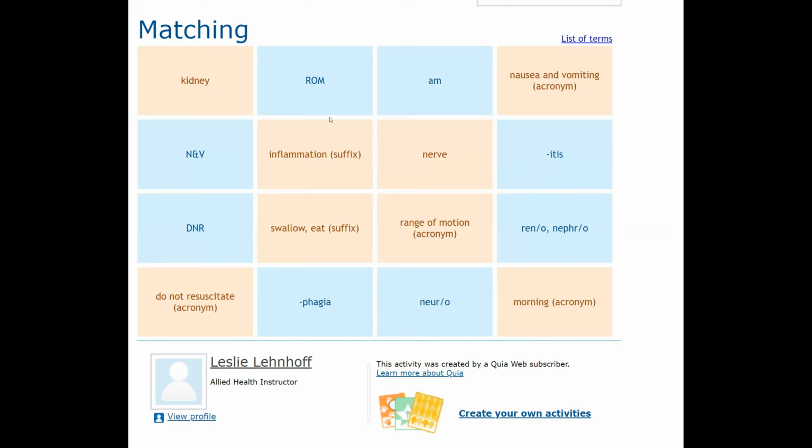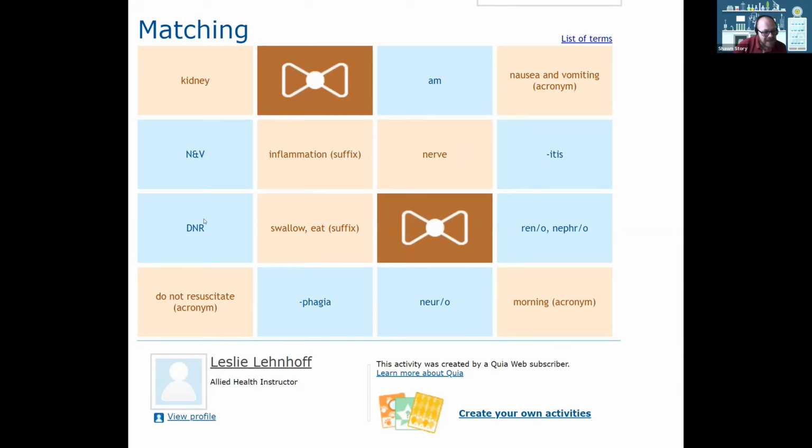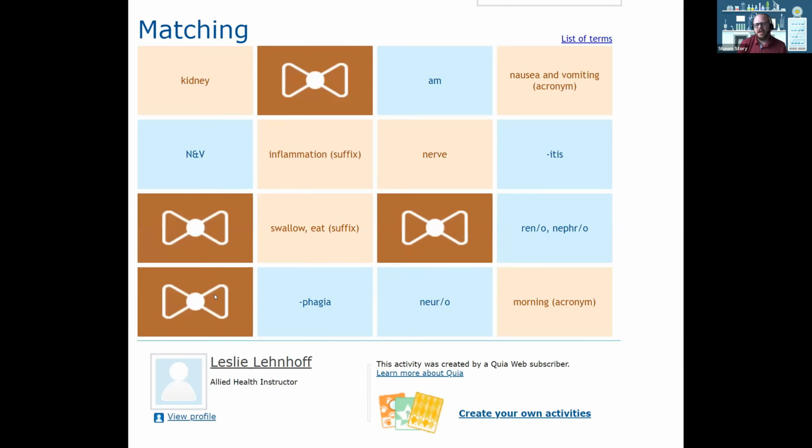ROM, range of motion. Yes, ROM, range of motion. DNR, do not resuscitate. DNR, do not resuscitate. What does that mean? Do not do CPR, do not do anything. They just don't want to do anything for them when they choke or something like that. And why? Why would that be a thing? I think one of the reasons is that it's their request. They don't want to suffer.